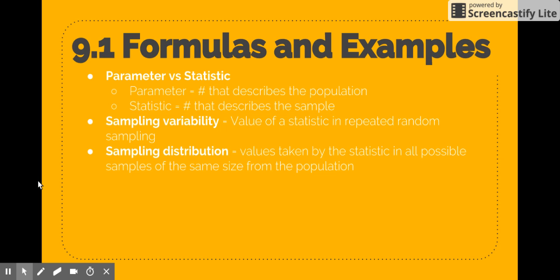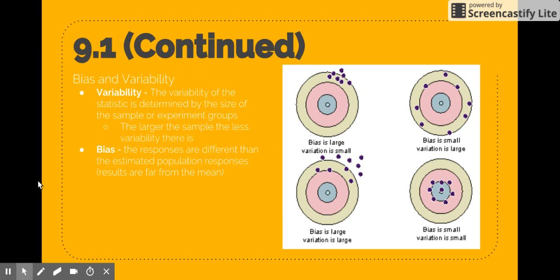And sampling variability is the value of a statistic in repeated random sampling, whereas the sampling distribution is the values taken by the statistic in all possible samples of the same size from the population. Bias and variability. Variability of the statistic is determined by the size of the sample or experiment group. The larger the sample is, the less variability there is, because the sample would more closely assimilate the population.